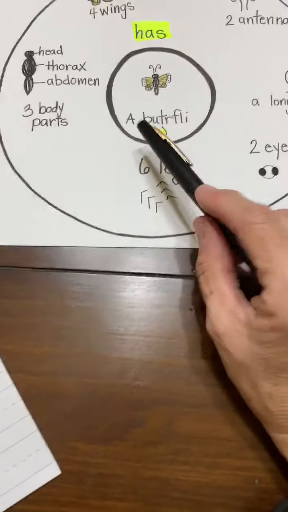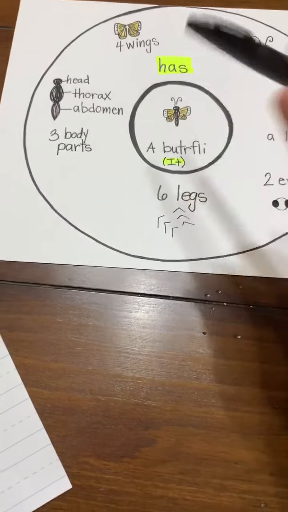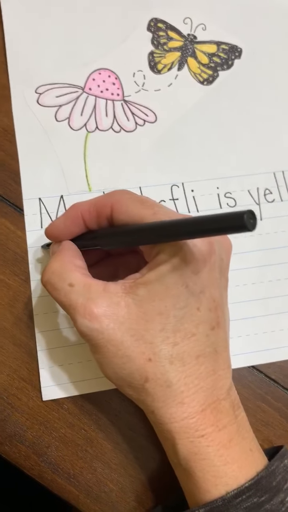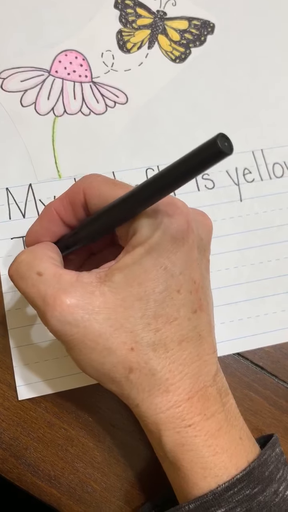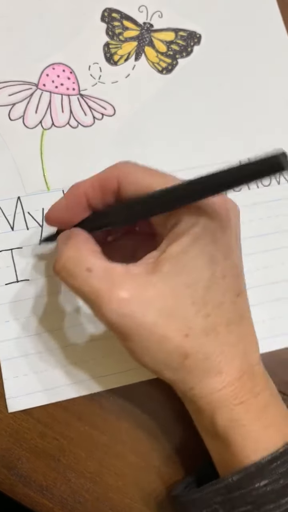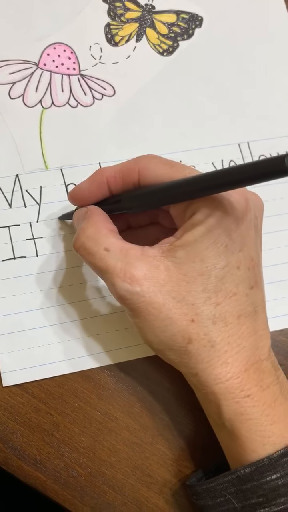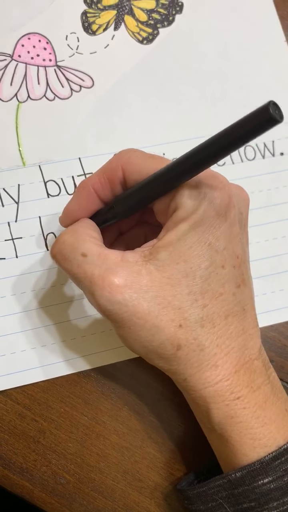So we're going to go back and we're still going to do for our next sentence, it has. So that's still the same. Again, I don't have enough room here. I don't want to squish it. So we're going to come down to the next line. Uppercase I, lowercase t, it, finger space, has.